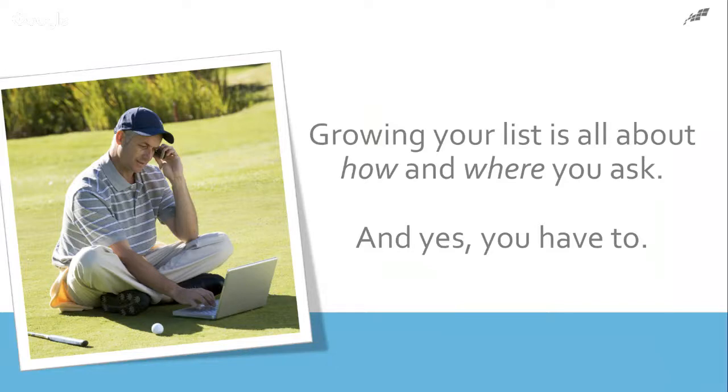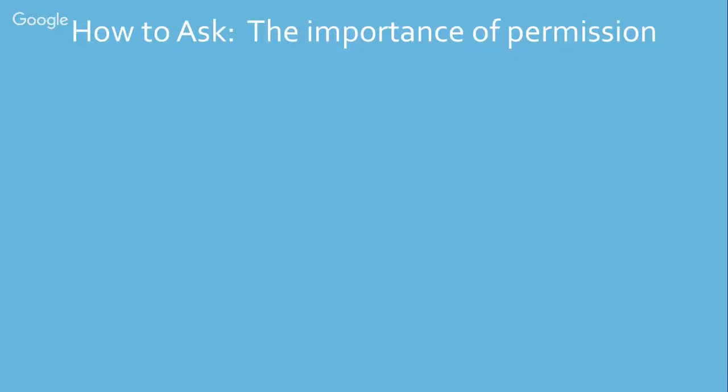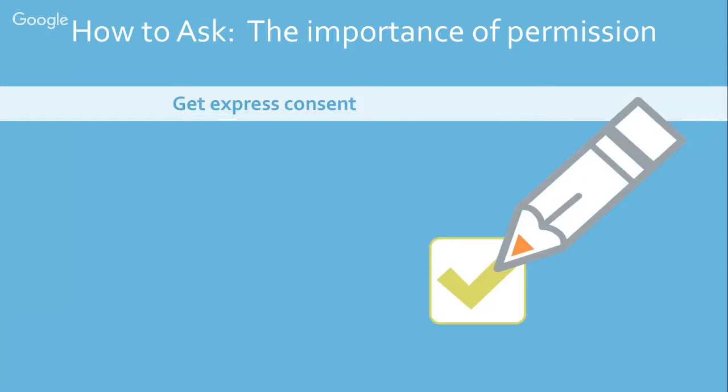But you have to ask people to join you. Here's the importance of permission. First, when you're looking at email marketing, there's legislation in the US and Canada that governs how we can email customers and prospects. It's called the Can-Spam Act in the US. First, you need to get express consent. Ask for permission in all touch points of your sales process. This could be a checkbox when someone's buying on your website, or simply asking a question in a face-to-face interaction.